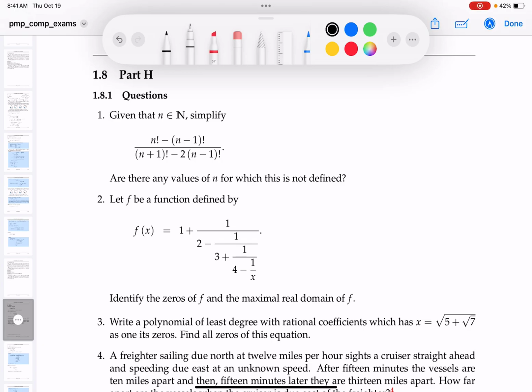Okay, it says let f be this function over here, and this is a complex fraction, all right? And it's a finite continued fraction, but anyway, it says identify the zeros of f and the maximal domain of f. Now, I'm gonna go for the domain first, because I think it's probably easy to do the domain first.